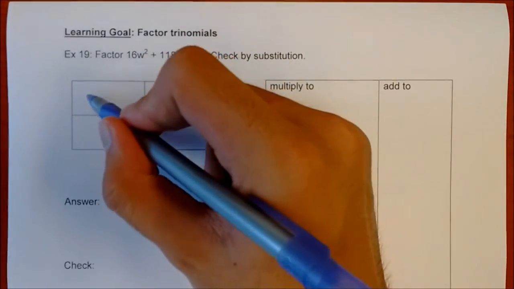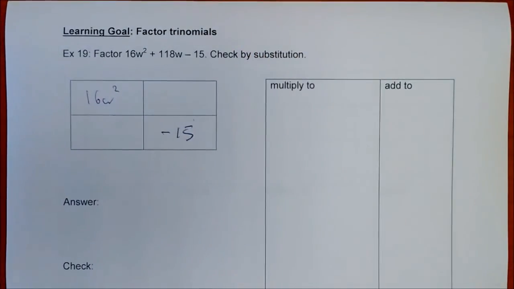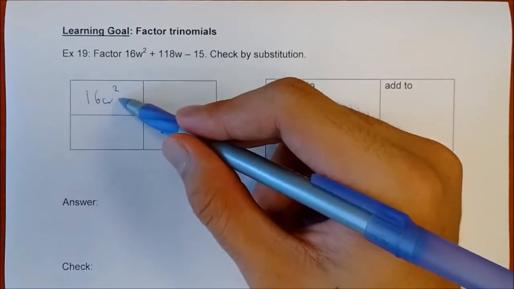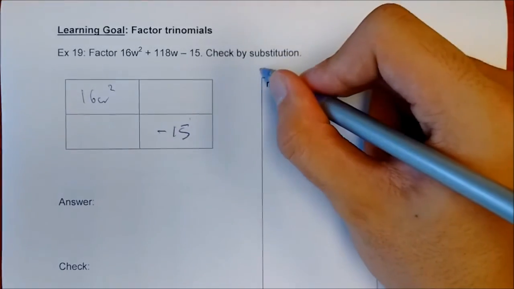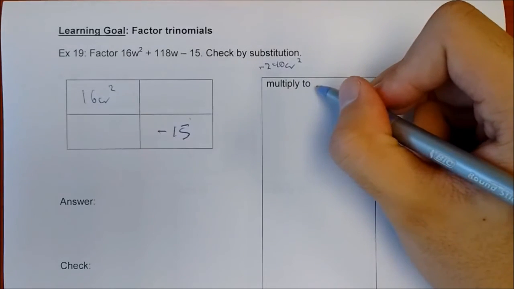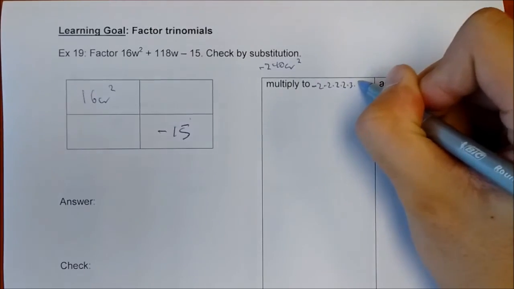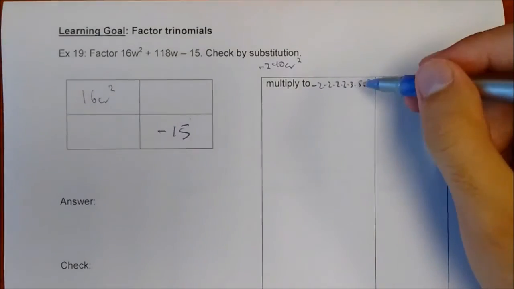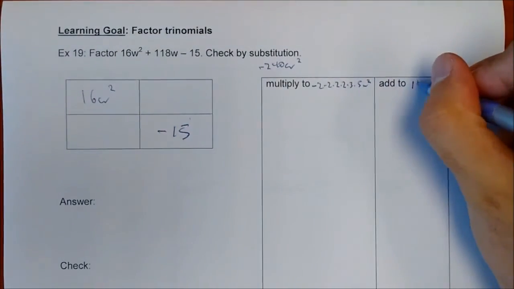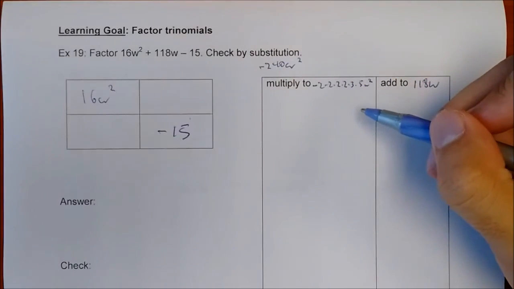First off, we're going to put our 16w squared and our negative 15 inside our area model, and you should know that our two linear terms are going to multiply to 16w squared times negative 15, which is equal to negative 240w squared. Or in prime factorization, we have negative 2 times 2 times 2 times 2 times 3 times 5w squared. And you should also know that our two linear terms that are missing here are going to add to 118w. So let's go ahead and look for pairs of numbers that fit these criteria.